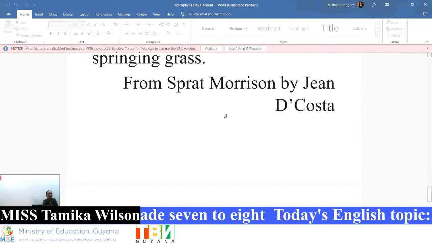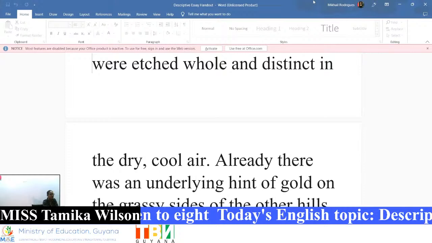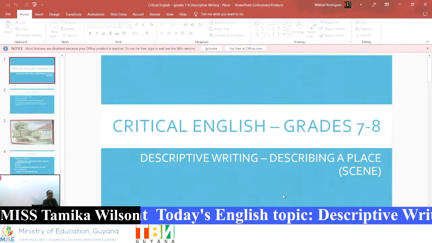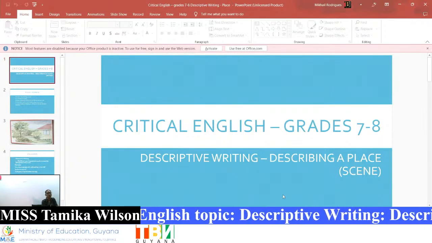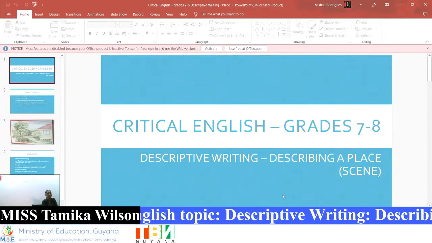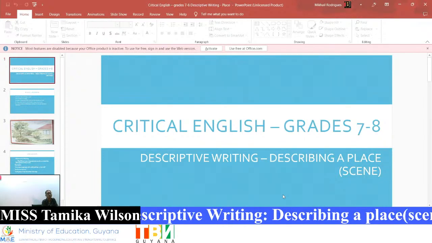So today we've continued to look at descriptive writing, and we've looked at how to go about describing a place or a scene. And we want to make sure that we remember that descriptive writing is a type of writing that makes use of sensory details, or appeals to our senses.